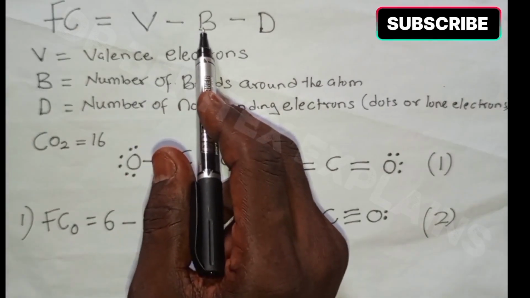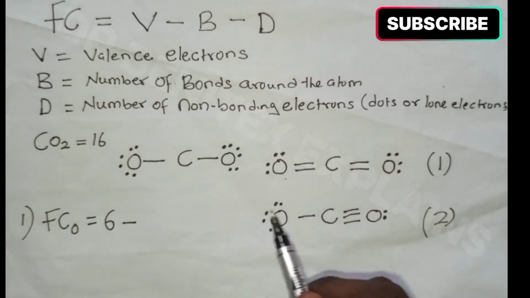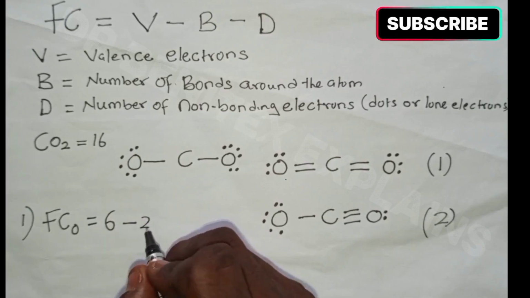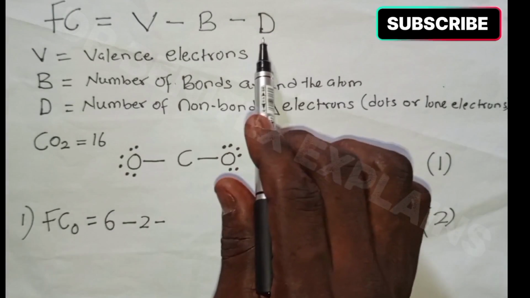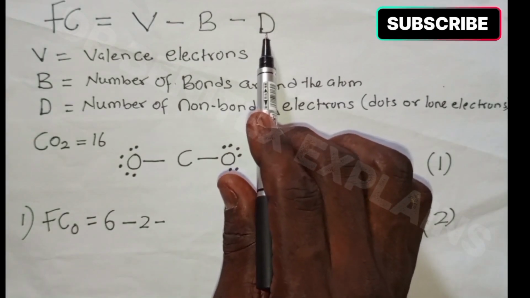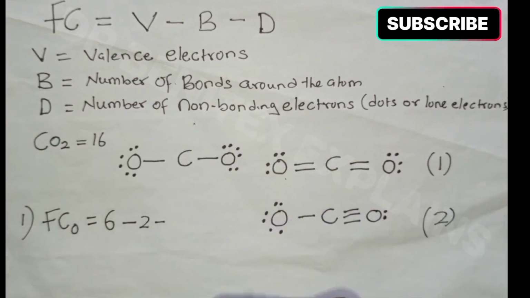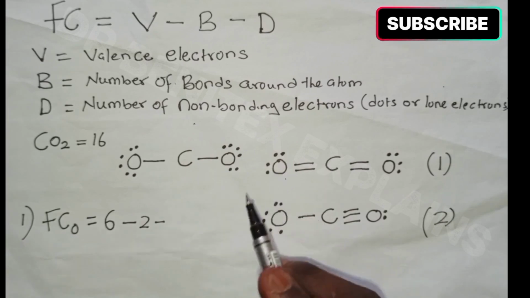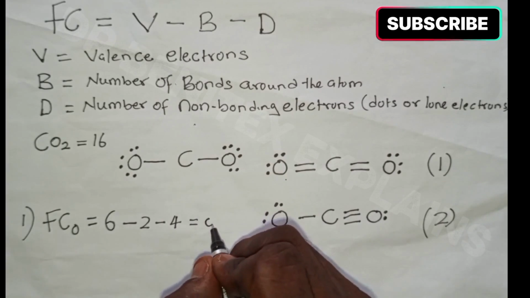So my B represents the number of bonds around oxygen. How many bonds are there around the oxygen? I have 1, 2. 2 bonds are there. Minus 2, minus. Now the D represents the number of what? Non-bonding electrons, or you can say the number of dots. So how many dots are there around this oxygen here? I have 1, 2, 3, 4, 4 dots. So the formal charge is equal to 0.